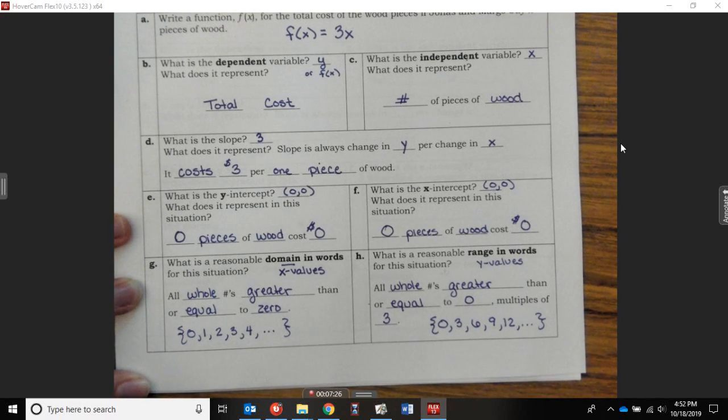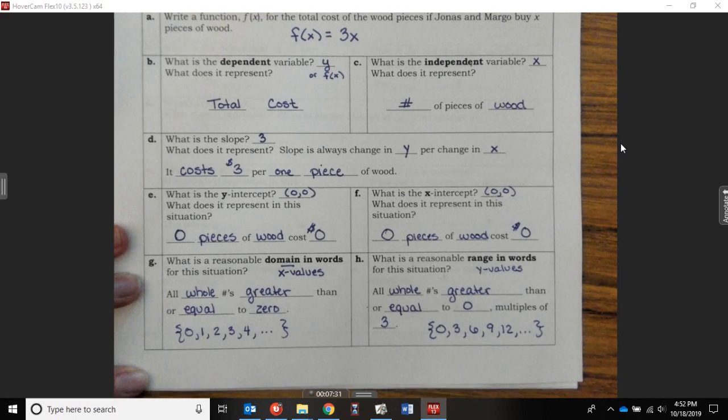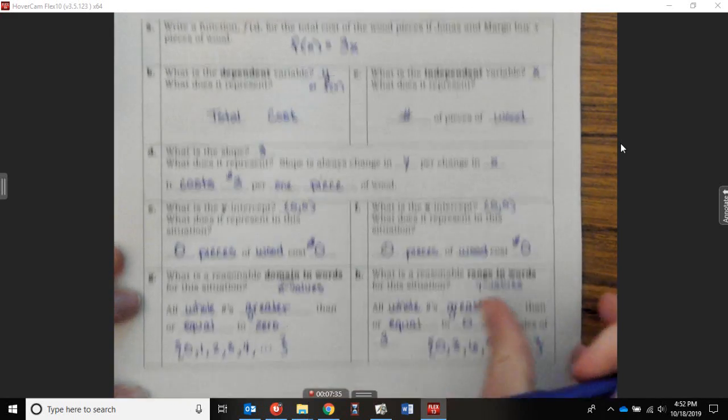Okay. Some of the other domains and ranges will look a little bit different, and they probably might make a little bit more sense. All right, so you're going to try number 2. Turn it over.